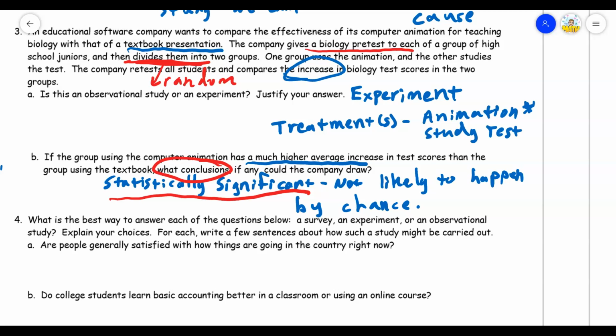If we said, who would like to use the animation and who would like to use the textbook presentation, and we let the students choose that, now we just induced a lurking variable, right? That could be a reason why a student would want to use the animation program as opposed to just study the text. That could be a result of the difference. So in our experimental designs, we always want to make sure that we are randomizing the treatments. That's how randomization always comes into play.